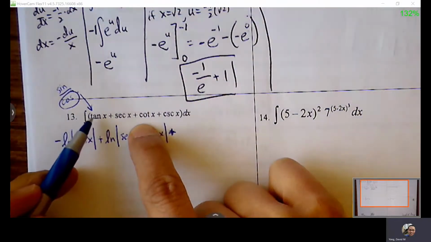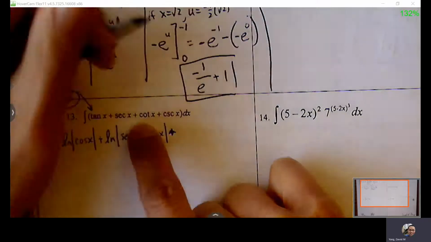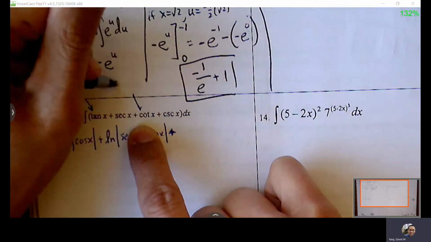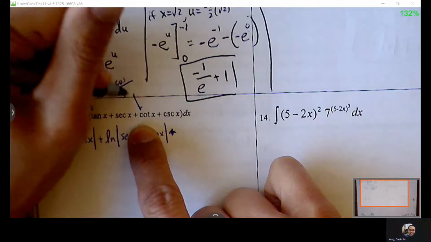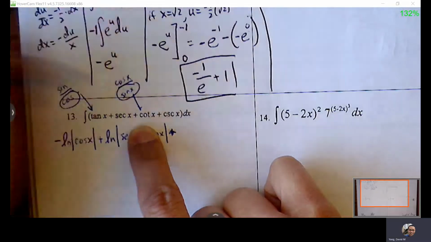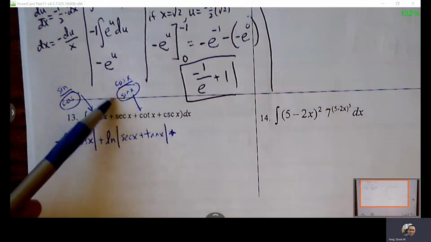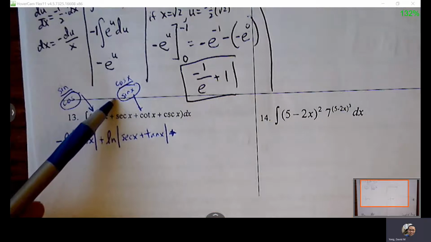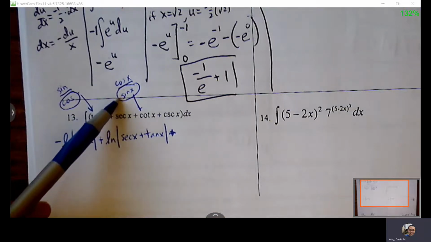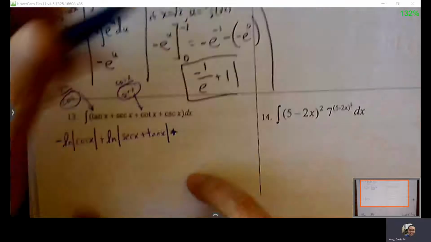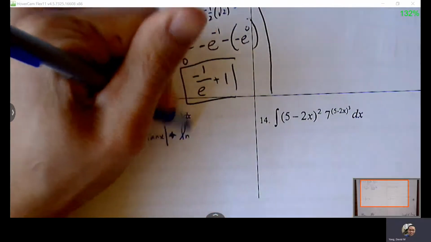Cotangent kind of resembles tangent. It's the reciprocal of tangent, so I could think of it as cosine over sine. And that's how I remember it's the denominator that's going to show up in my natural log rule. Sine's derivative is a positive cosine, so that's why cotangent ends up giving me a positive natural log.